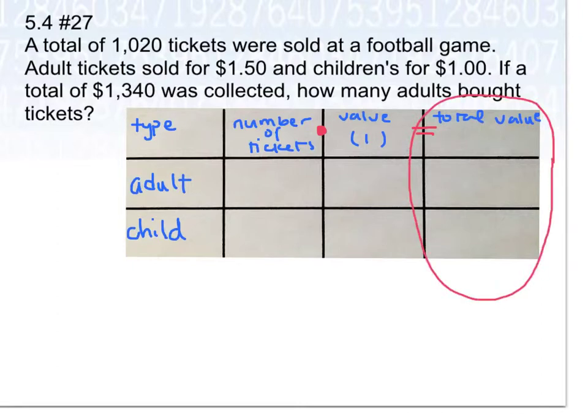So before we're able to fill out the total value column, we're going to either have to fill out the number of ticket column first or the value column first. And I always go with what I think is the easiest to fill out. I believe the value of the tickets are actually given to us, so that's the first thing I'm going to fill out. So let's see, the adult tickets are sold for $1.50, so I'm going to write that in. And the children's tickets are sold for $1, so I'll also write that in too.